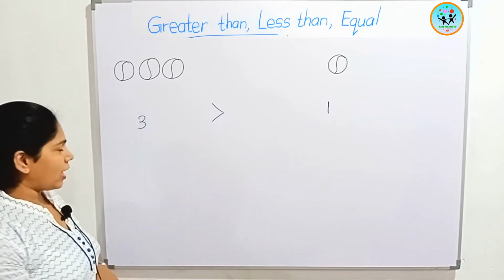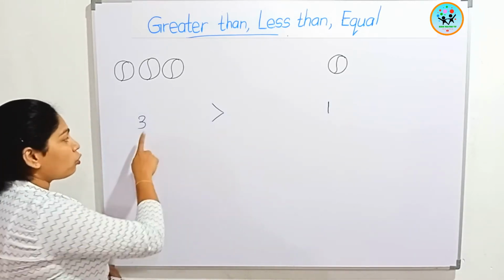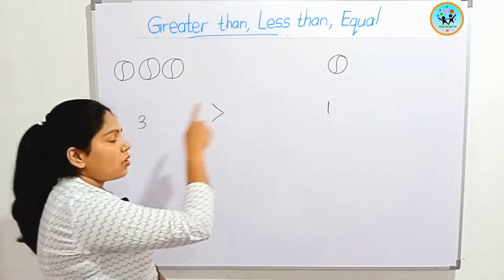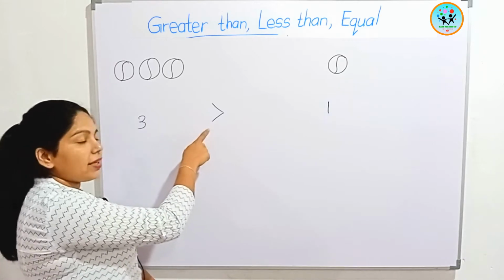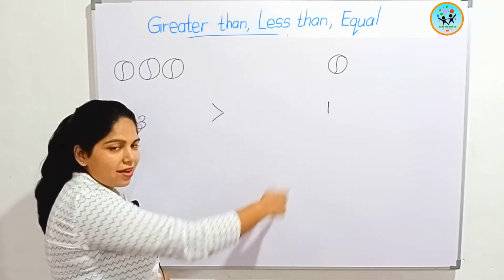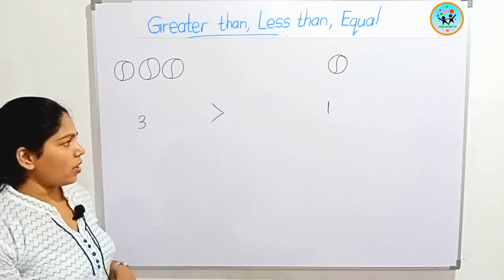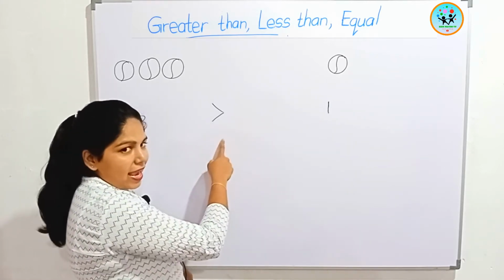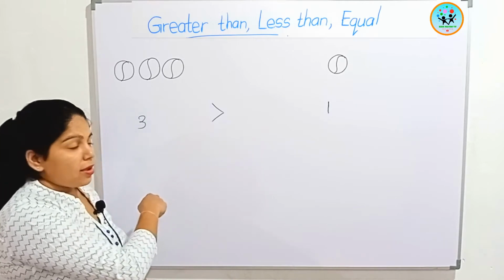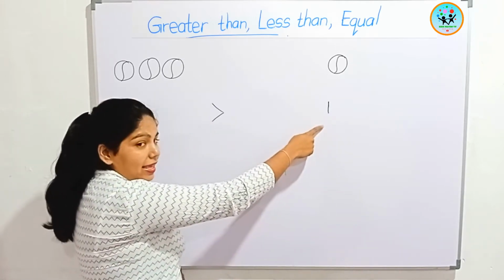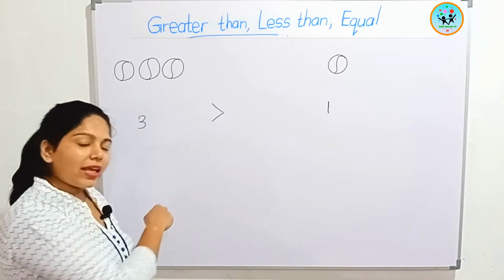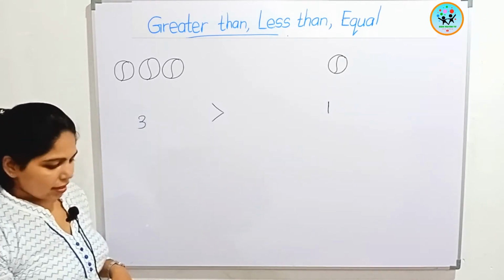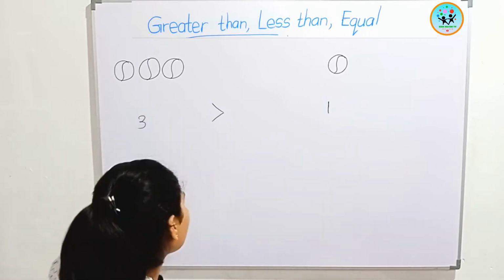This statement we can say like this. 3 is greater than 1. On the other hand, we can say 1 is less than 3. Okay. We will see next example.